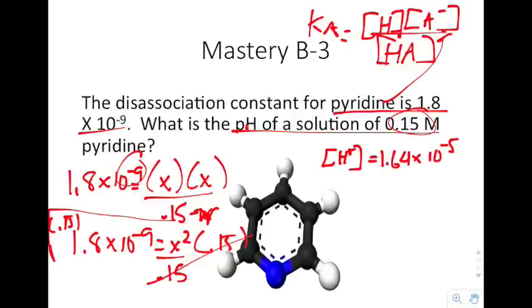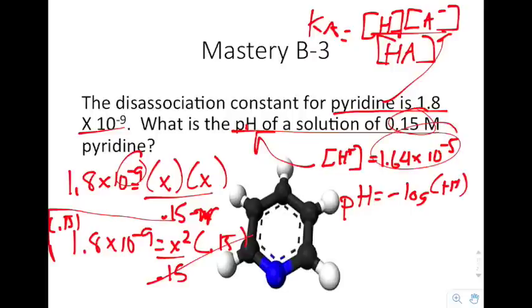Now that's not actually the answer for this particular question. The question says, what is the pH? So the last thing that I need to do is I say pH is equal to the negative log of the hydrogen concentration. I take this number, I plug it in, and I get pH is equal to the negative log of 1.64 times 10 to the minus fifth. When you plug that into your calculator, you get a pH of about 4.8.